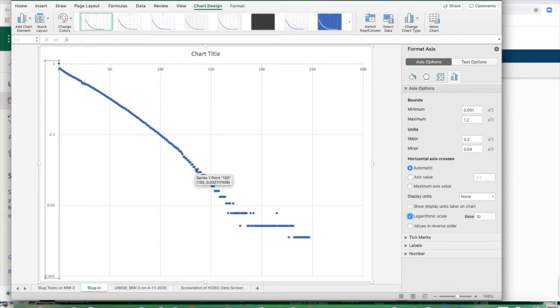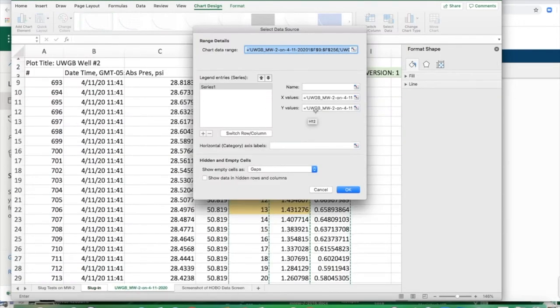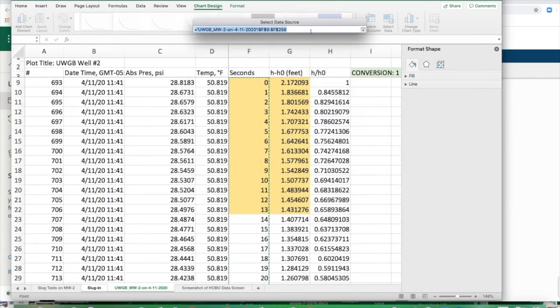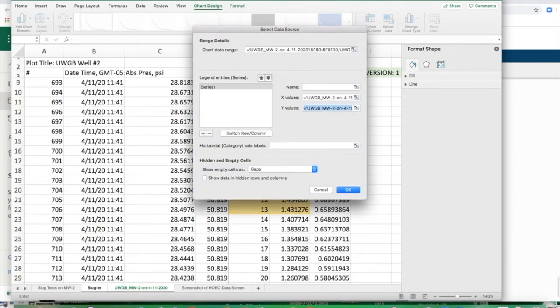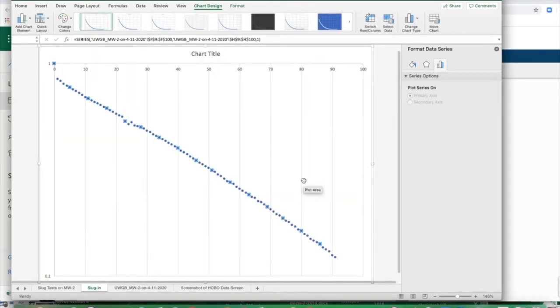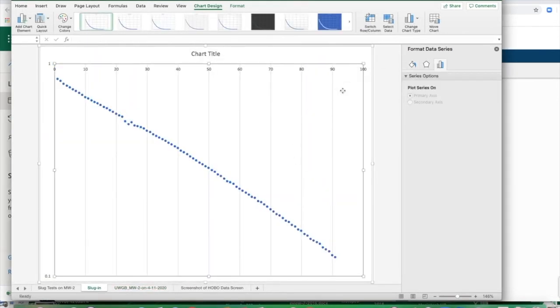So if we go back here and we right click and we select data, instead of 256 data points, let's just do 100 data points and see what we get. That's much better. Much nicer straight line graph. A little bit of something funky here. I'm not sure what that is. That could be me trying to tie it off and tape it down, and I might have jiggled it a little bit. But those data are going to work themselves out.